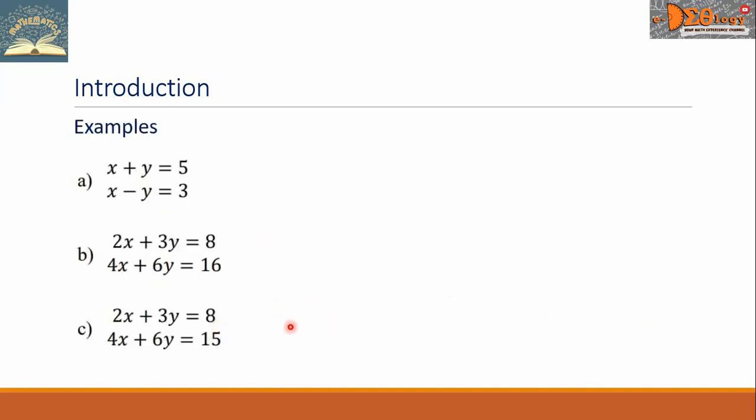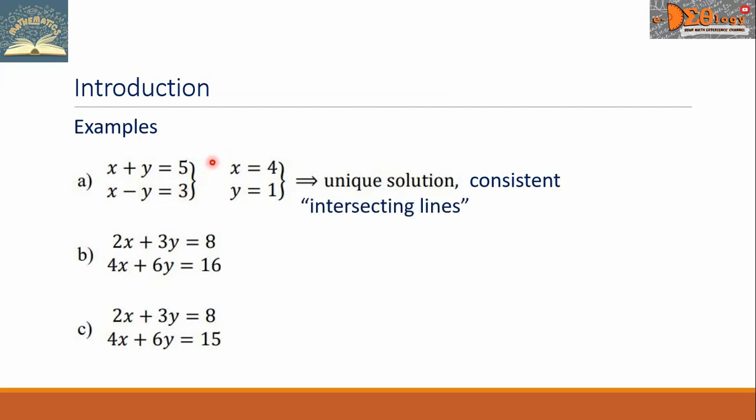Here we have three examples. The first example, x plus y equals 5 and x minus y equals 3. We can solve for the values x and y, and we will find that x equals 4 and y equals 1. Here we say that there is a unique solution. Therefore, this system is consistent. If we're going to graph the two equations, we will find that these are two intersecting lines.